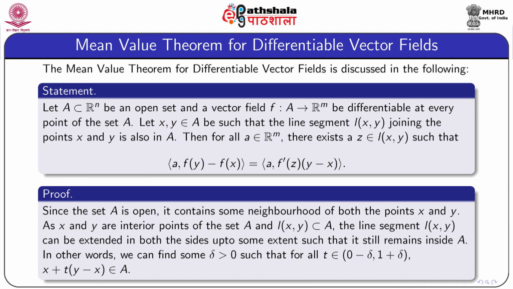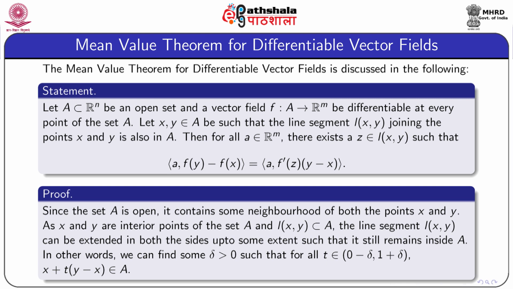Then for each a in Rm, there exists a z lying on the line segment joining x and y such that inner product a with f(y) minus f(x) equals inner product a with f dash z operating on y minus x. Let us give the proof.